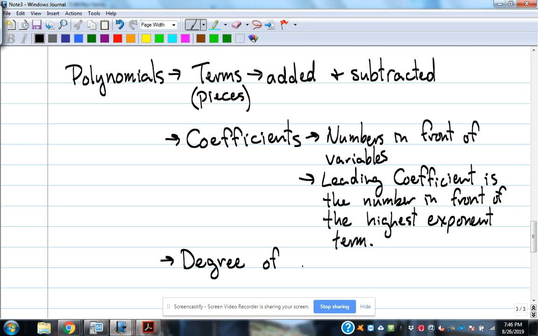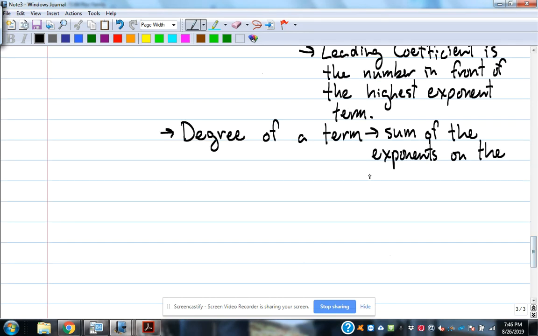So the degree of a term is the sum of the exponents on the variables only.